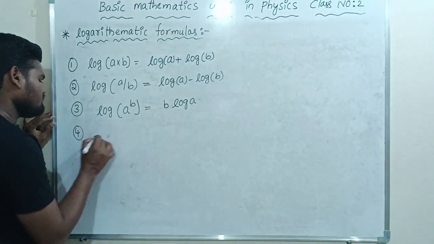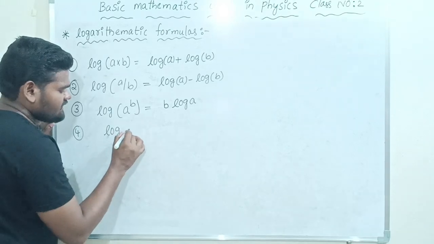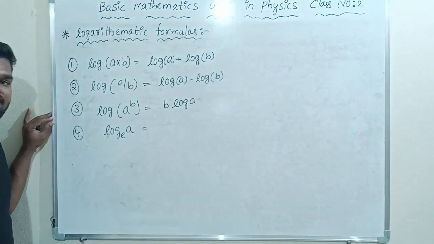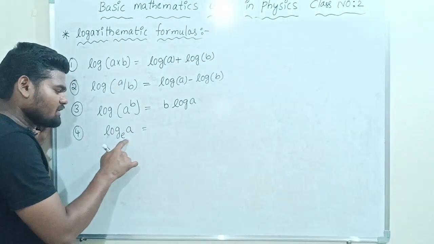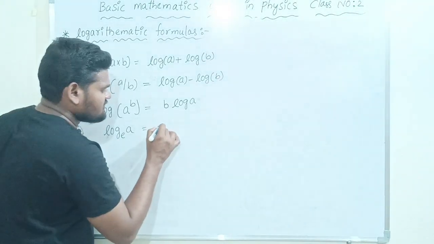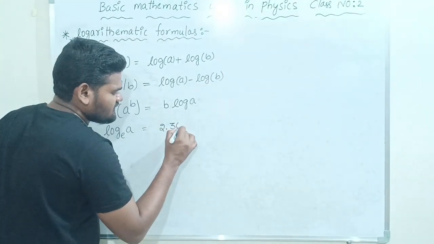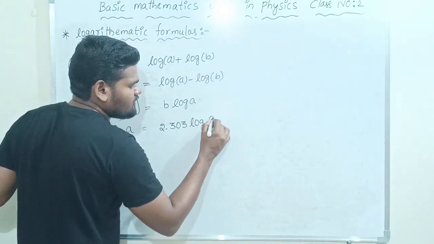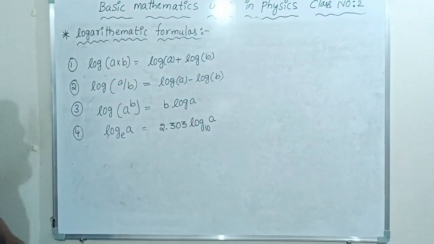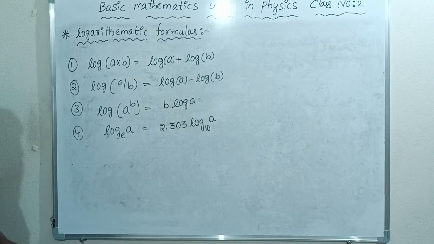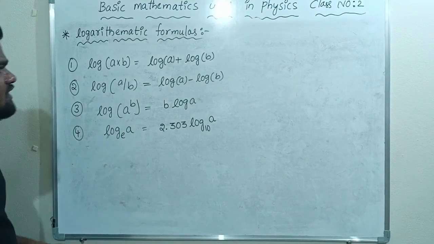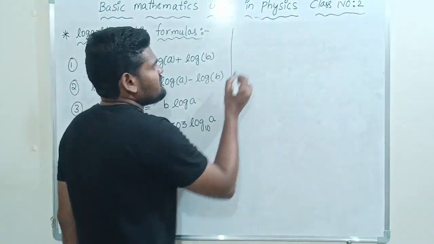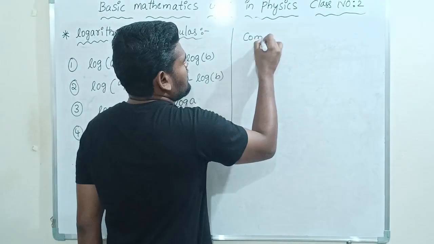Okay, fourth one, log base e of a. If you want to remove the e, then we can write this formula as 2.303 log base 10 of a. You can write the formula like this. Is it clear?